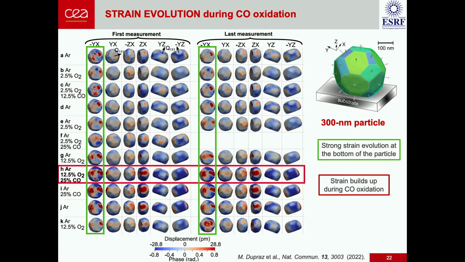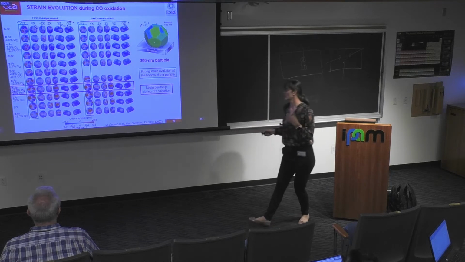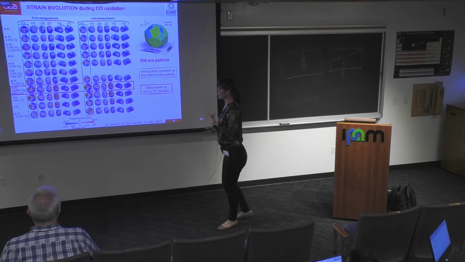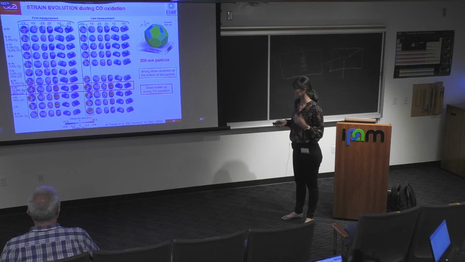And then when we are doing the reaction, here, the CO oxidation, we can see a huge change of the strain on the surface of the particle. We have some strain that builds up during the CO oxidation. So it was impressive to see how the particle can react during the reaction.